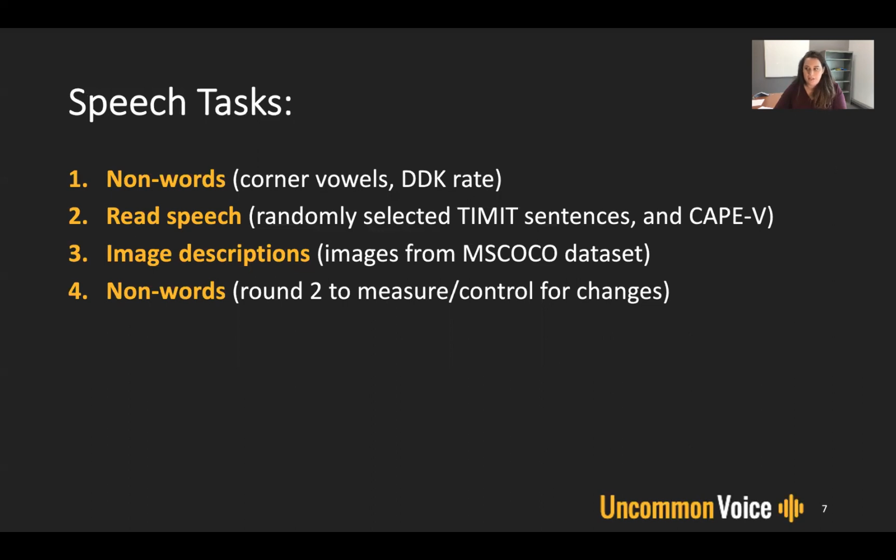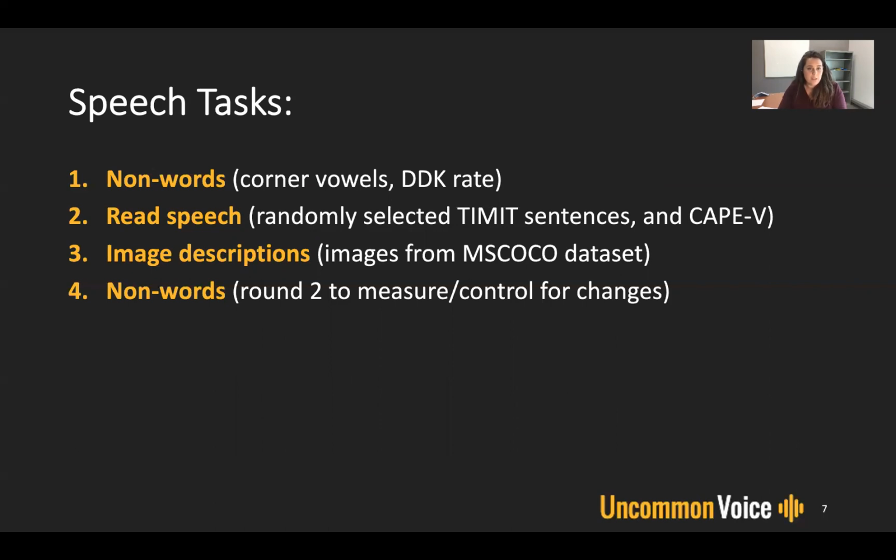So the different speech tasks that we had were, the first round was non-words. So we're asking them to do the corner vowels here, as well as a shortened DDK rate to get some articulatory precision metrics. And then we had them do read speech. So we randomly selected 10 sentences, and we also included the sentences that are necessary to calculate the CAPE-V, which is an intelligibility metric.